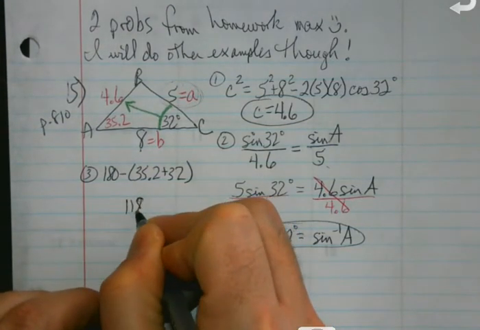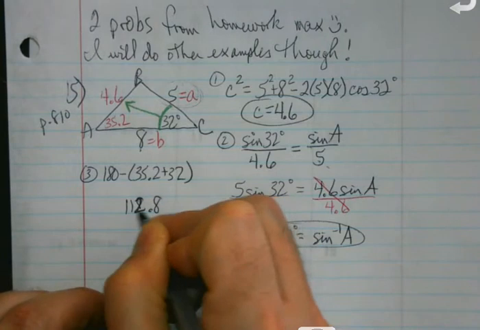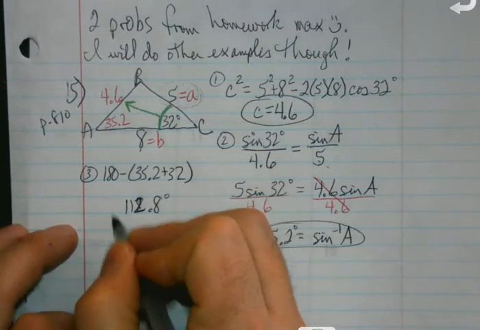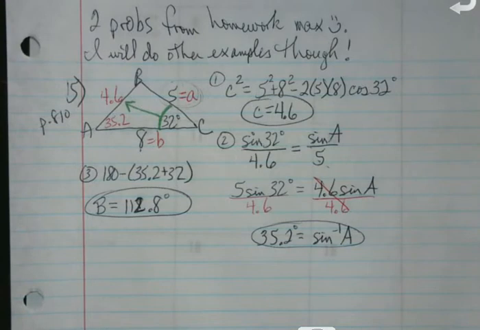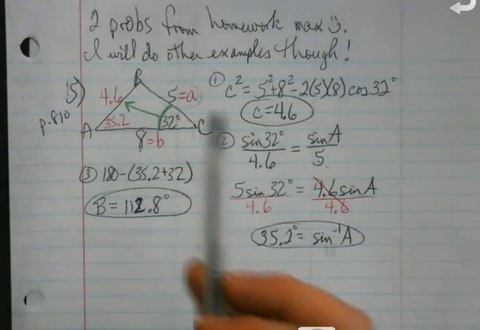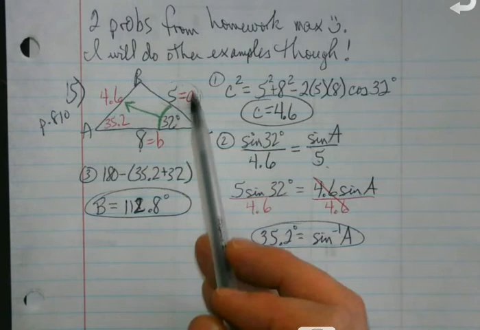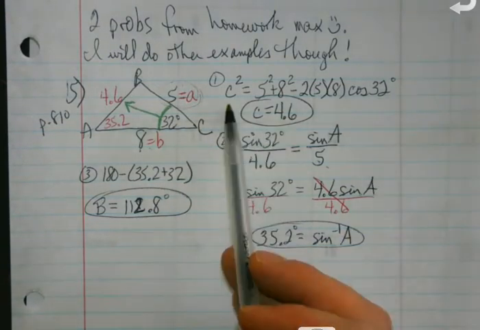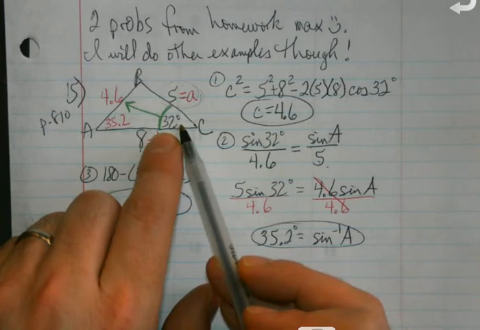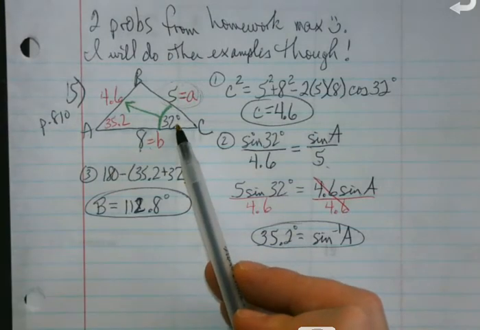Oops, 112, 12.8. And that would be my angle B. 30. What's that? 30? Okay. So there's a lot of little things that can get you here. But always, always, always, if you have an angle and two sides that neither of them correspond to it, the only thing you've got to realize is, okay, I'm going to be looking for this angle's corresponding side.